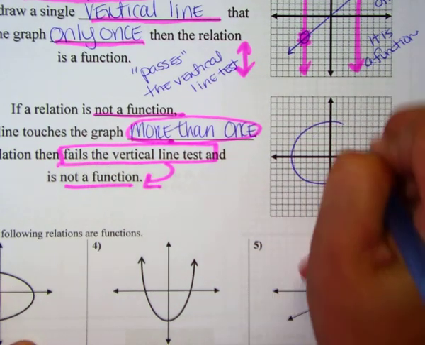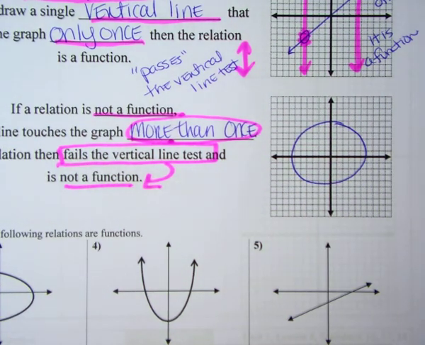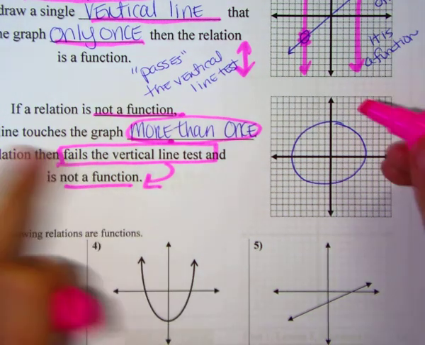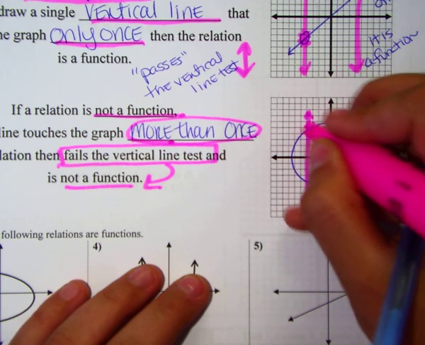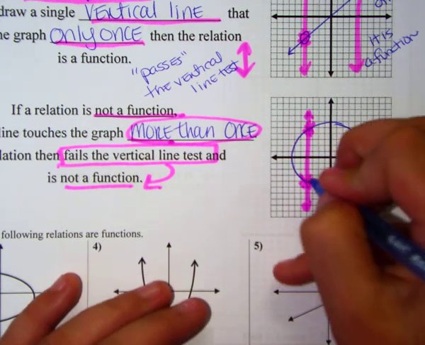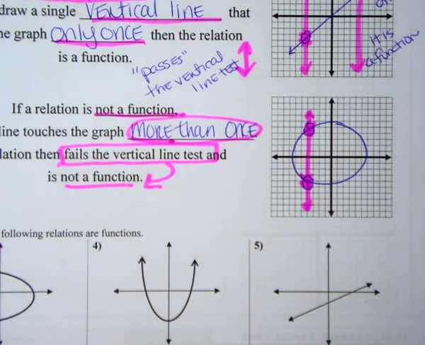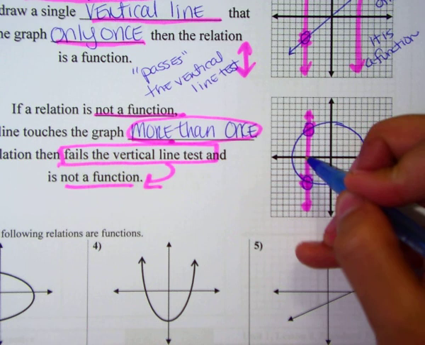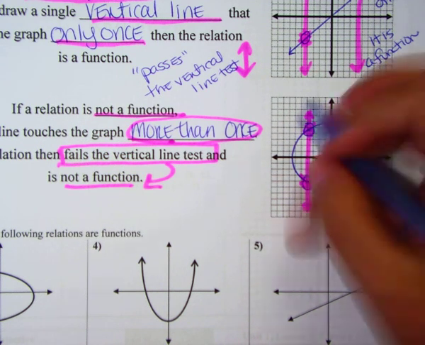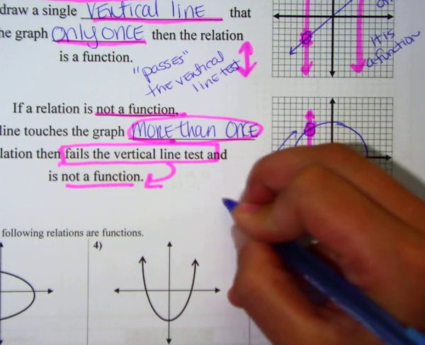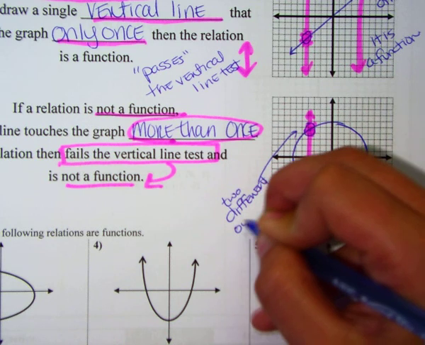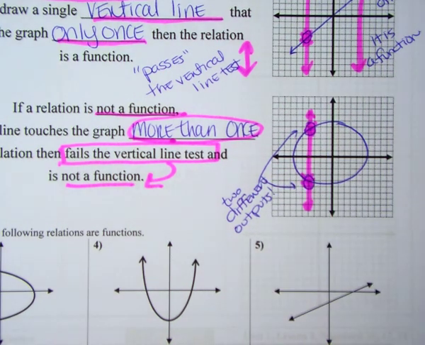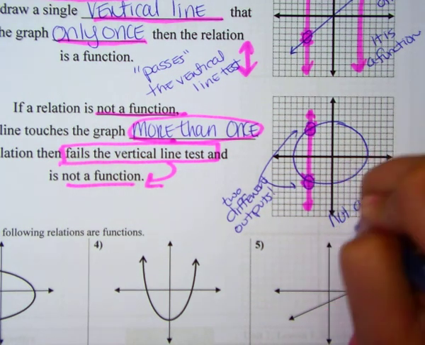For example, if you draw a circle, it is not a function, because if I draw a vertical line, this vertical line touches the graph twice, once here and once here. And so what that means is that for this input value, there are two different outputs. There are two different outputs, and therefore it is not a function.